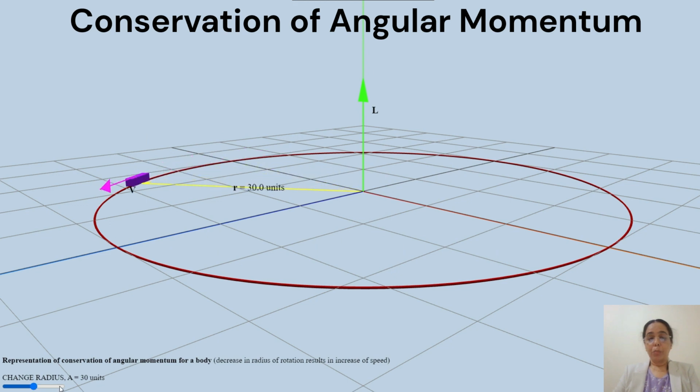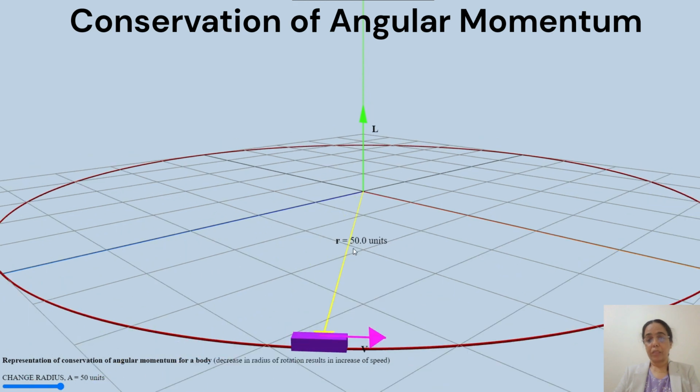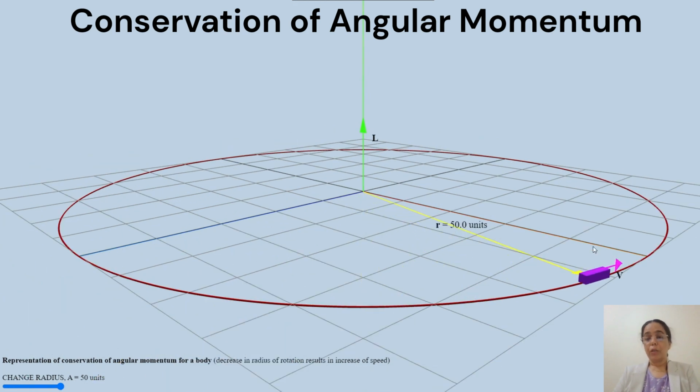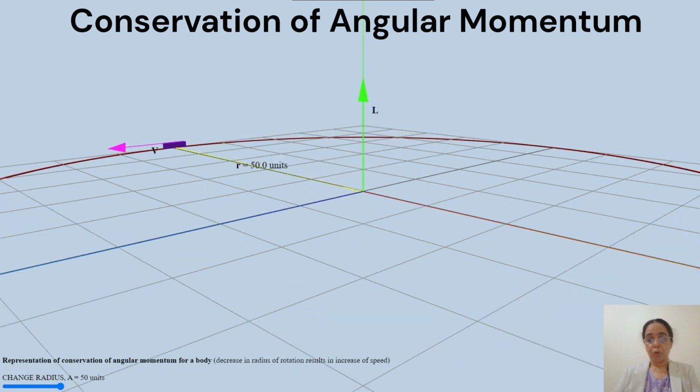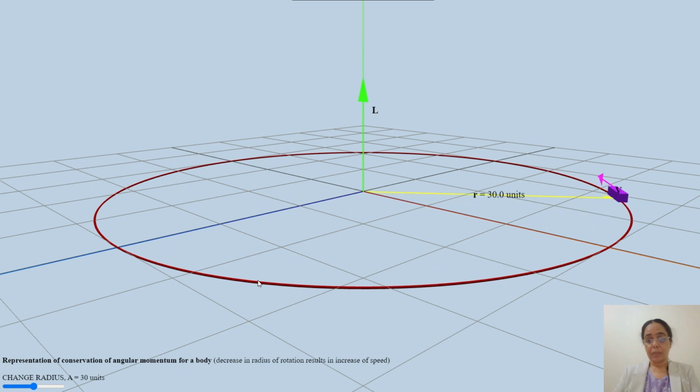One of the important properties of angular momentum is its conservation. In the absence of external forces, the total angular momentum of a closed system remains constant, as visualized here in this interactive demonstration of changing the radius of the circular path. If the radius decreases, the velocity increases, and if the radius of the circular path is increased, the velocity decreases.